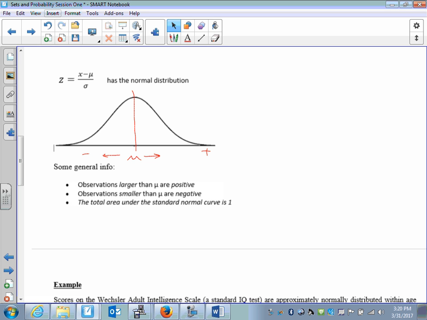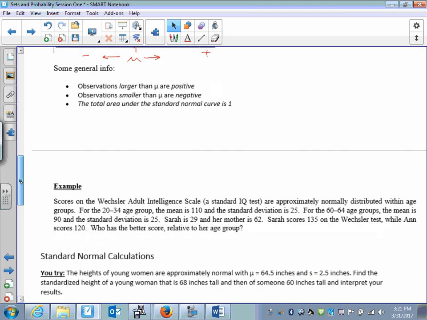If the mean is smaller than the observation, you get a positive number, and the standard deviation is a positive number. Also, I think I said this in the earlier video, the area under the entire curve is 1. The curve is symmetric around the mean, so 50% of the area is above the mean and 50% of the area is below the mean.